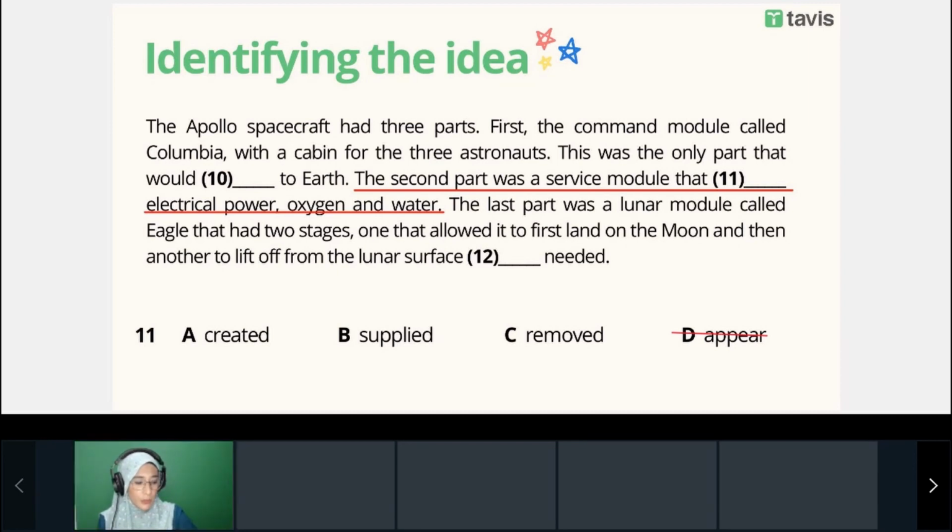What can we assume? The answer. Is it created? The second part was a service module that created electrical power, oxygen, and water. Was it created? Was it made with this? Or was it supplied with this? Or was it removed with this?